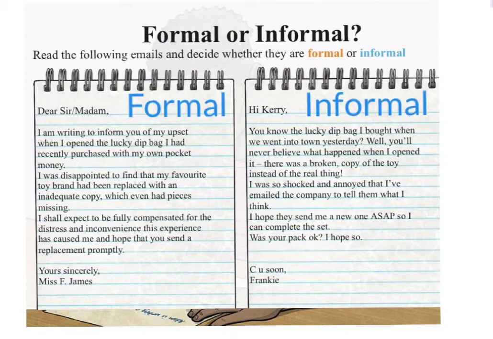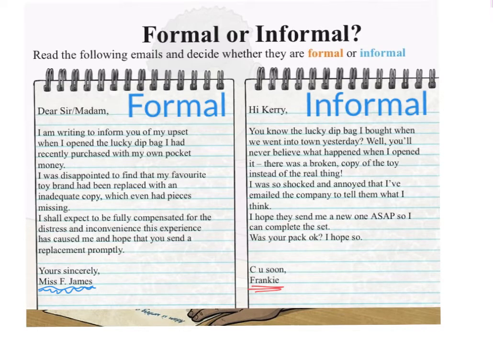Okay, and here are the answers then. This one on the left was the formal writing. This one on the right was the informal writing. And there are ways that we could spot this. So for instance here, Frankie used her full name, Miss F. James, instead of here where she just said Frankie, even though it's the same person.